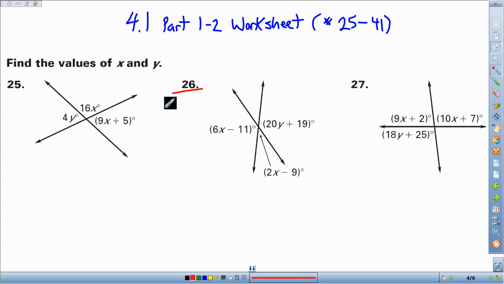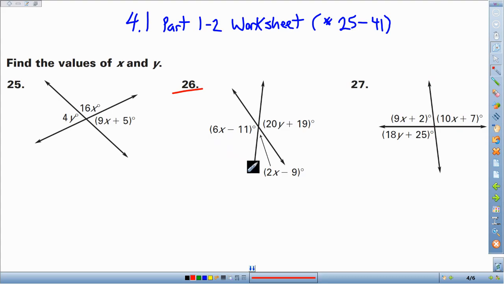Okay, so on 26, here is what I'm wondering. Should I find x first or y first? Taking a look at my angles, this one has an x in it, this one has an x in it, this one has a y in it. We cannot find y right now because to find y, we would have to at least know what the measure of this angle is, and we don't.